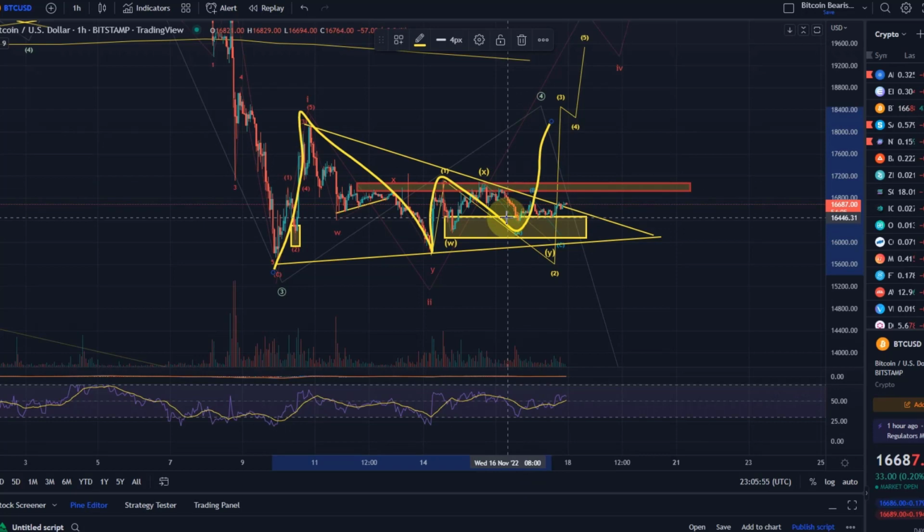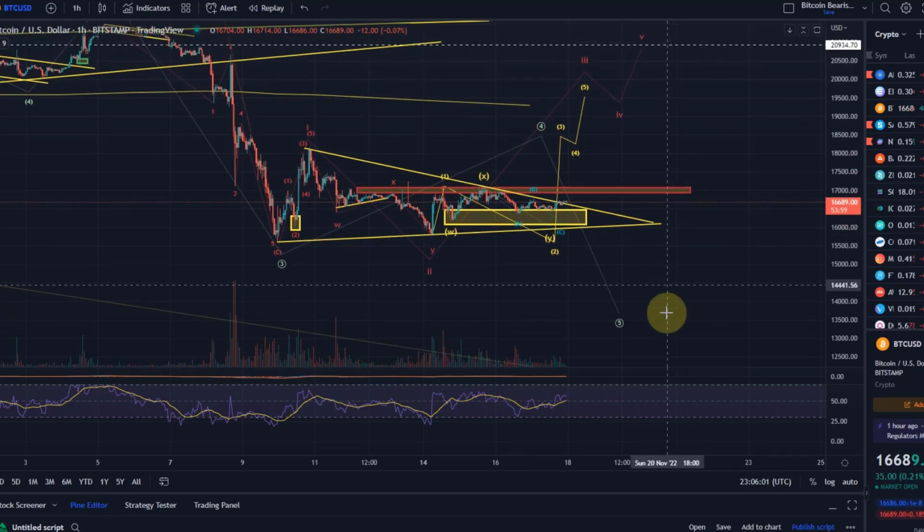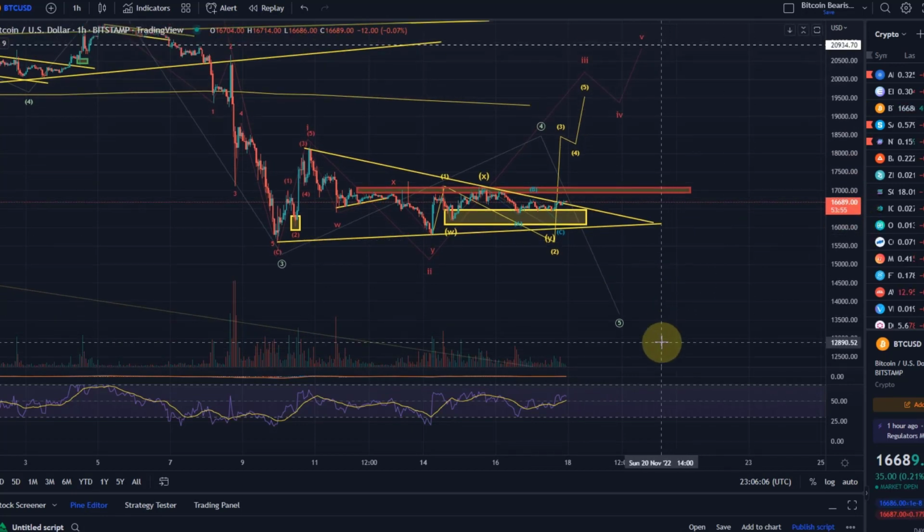As long as the yellow support box is holding. But if we break that, it will make the break below the triangle very likely. And well, then you could look at 14K, 13.5K. It's not entirely clear. It depends on how the subdivisions then develop, and I'll of course keep you updated.